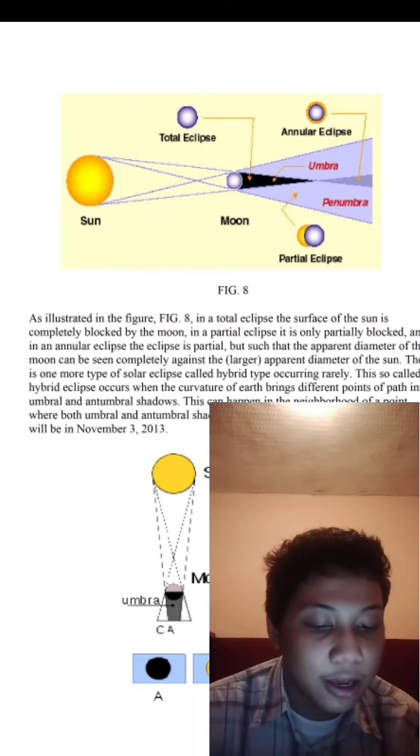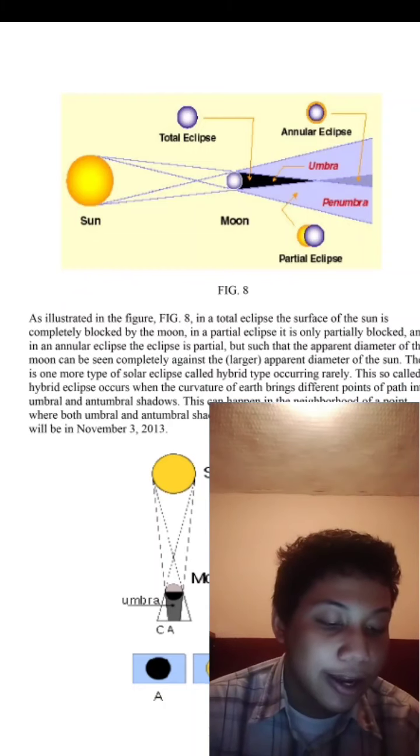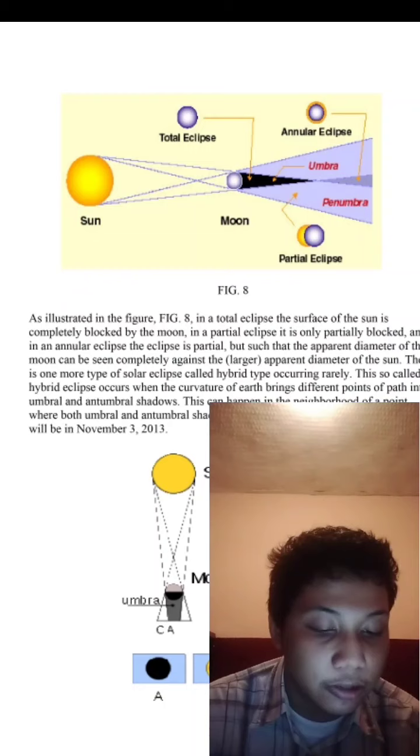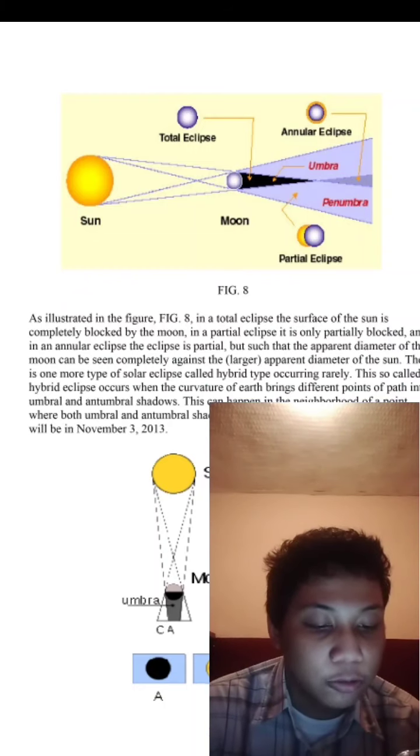This so-called hybrid eclipse occurs when the curvature of the earth brings different points of the path into umbral and antumbral shadows. This happens in the neighborhood of the point where both umbra and antumbra shadows meet. 9. The next hybrid eclipse will be on November 3, 2013.